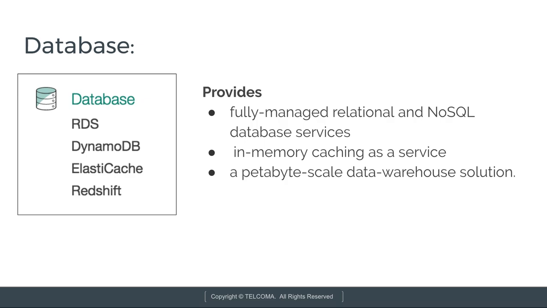Now we have various services like RDS. It provides a managed relational database service. We have Redshift. This is a fast, fully managed petabyte scale data warehouse. We have DynamoDB. It provides a managed NoSQL database. We have ElastiCache, which is an in-memory caching service.